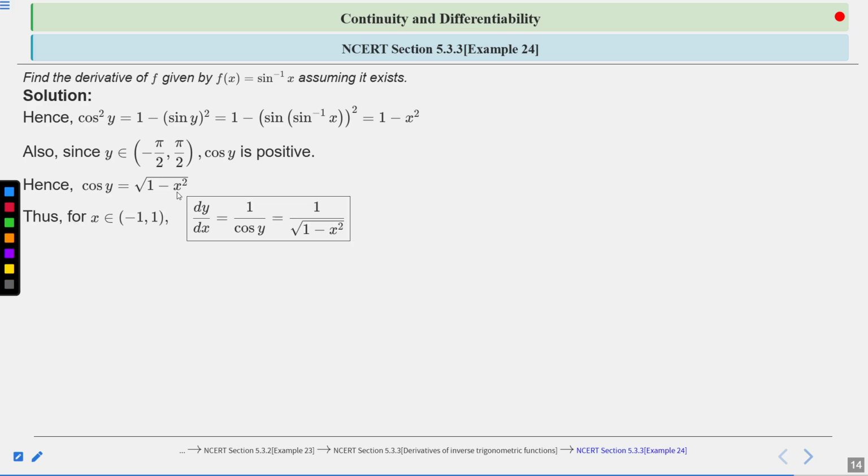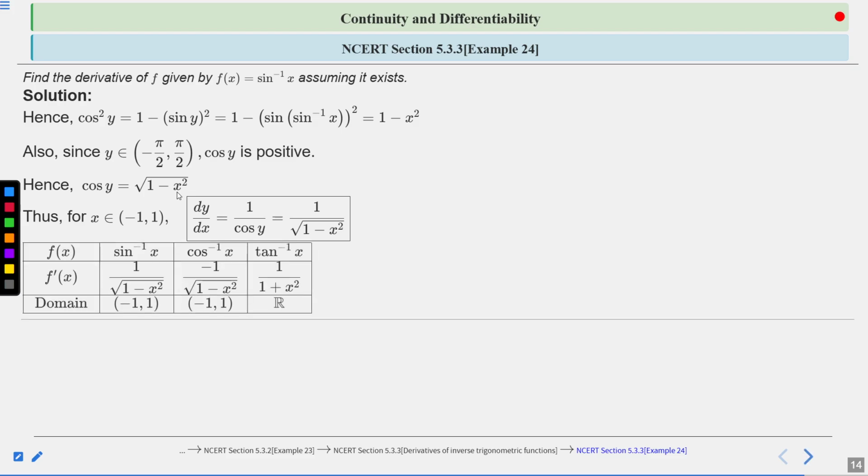Clear? Thus, for x belongs to minus 1 to 1, dy by dx is basically equal to 1 upon cos y, which is equal to 1 upon root over 1 minus x square. Clear?